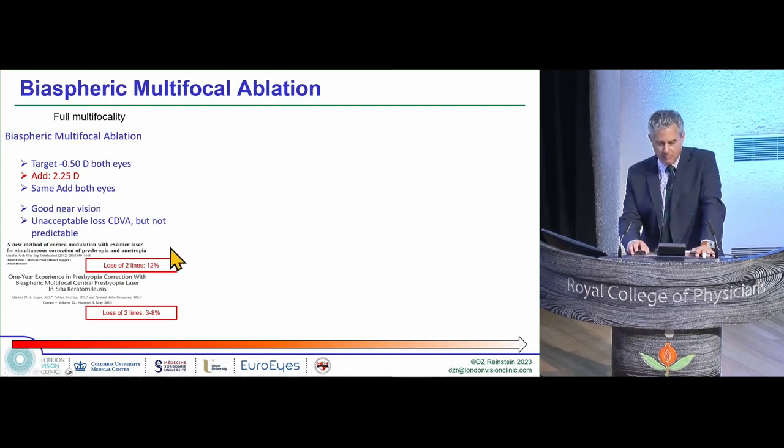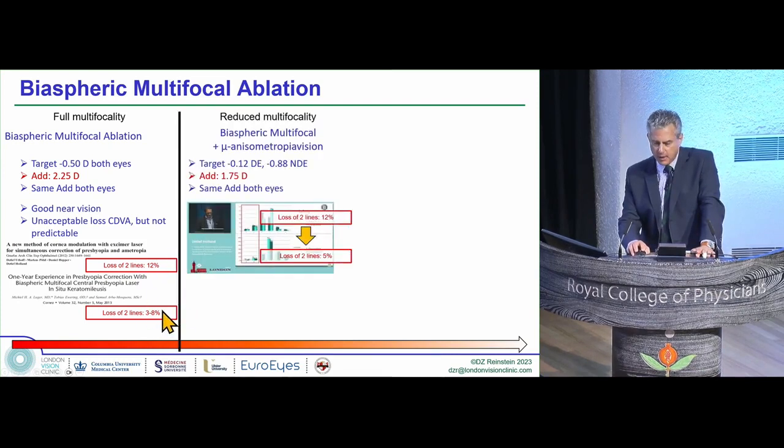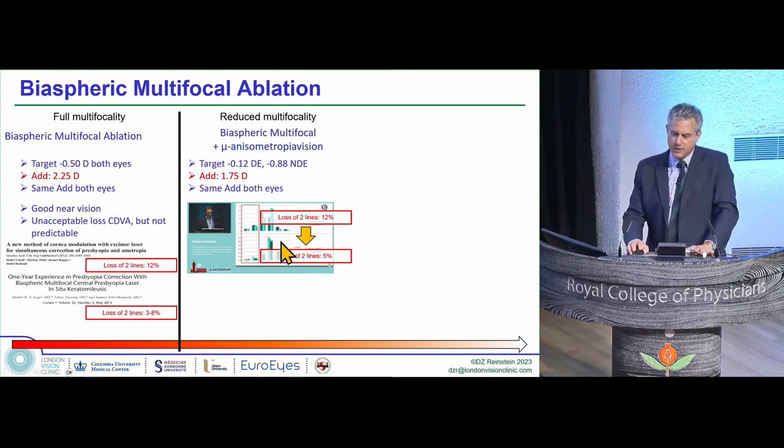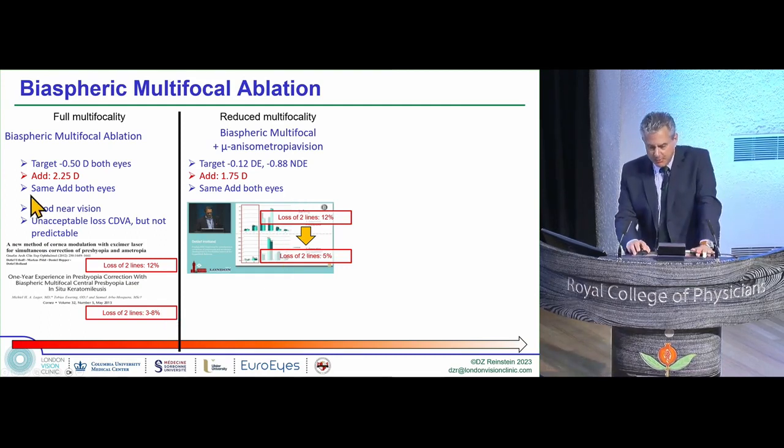And what they got was bad results. 12% loss of 2 lines in one study, 3 to 8% depending on parsing of the population in another study. So the same surgeon with the same device, they started iterating.